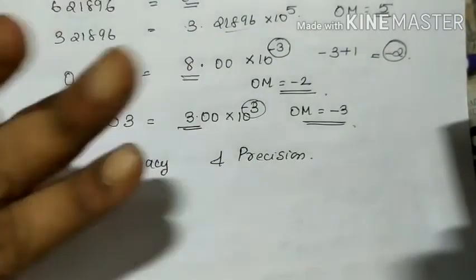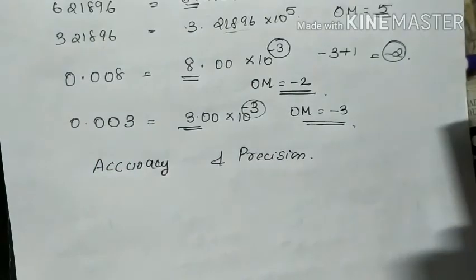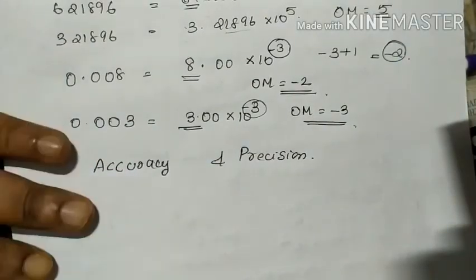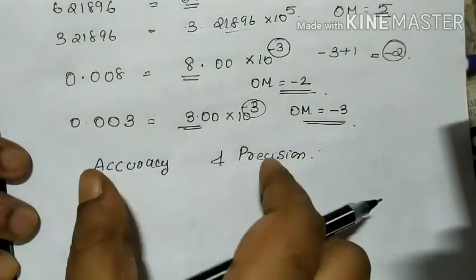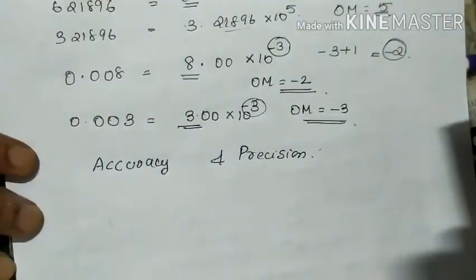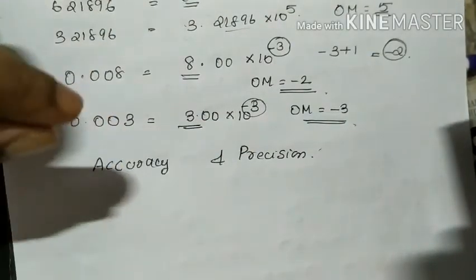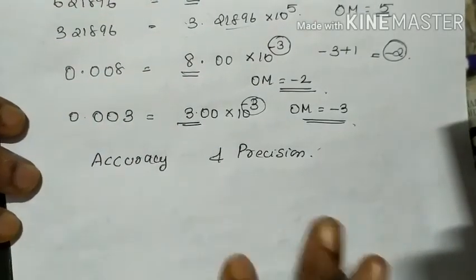Accuracy and precision. Till 11th class, for you guys, accuracy and precision were quite similar terms. But since you have reached physics and you are studying in 11th class, you have to understand there is a wide difference between what accuracy is and what precision is. Both of them are regarding measurement of any quantity, okay?